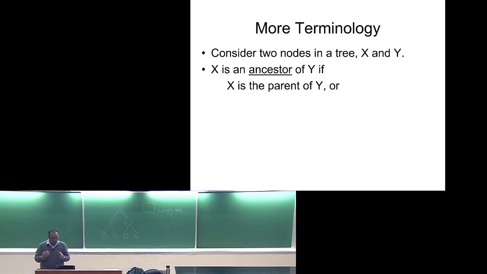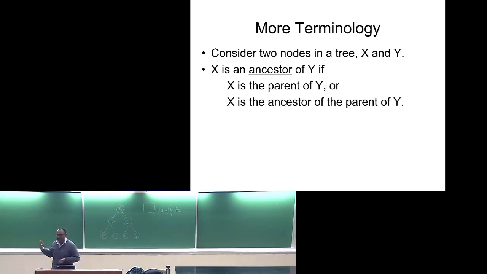So ancestor is more general. Ancestor covers not only the parent, it also covers the parent of parent. So X is an ancestor of Y if X is a parent of Y, or X is the ancestor of the parent of Y, right? Is that recursive?